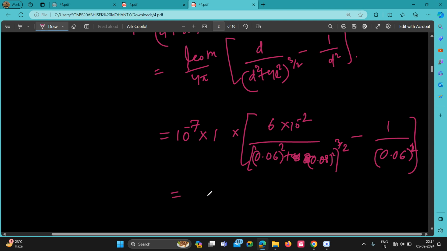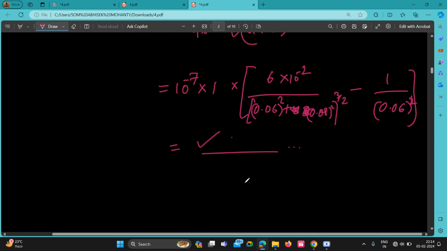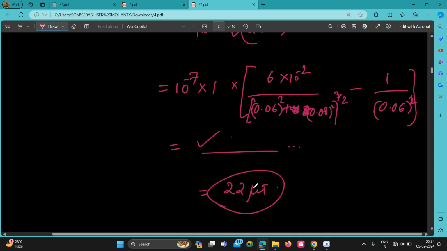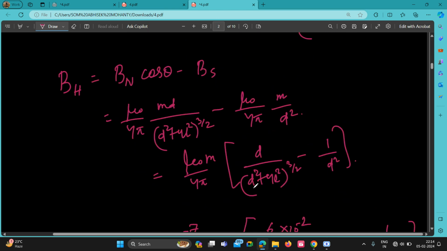Now you just have to solve this and you will get the answer. If you solve it, you will get it as 22 microtesla. Okay, I have the answer for you.